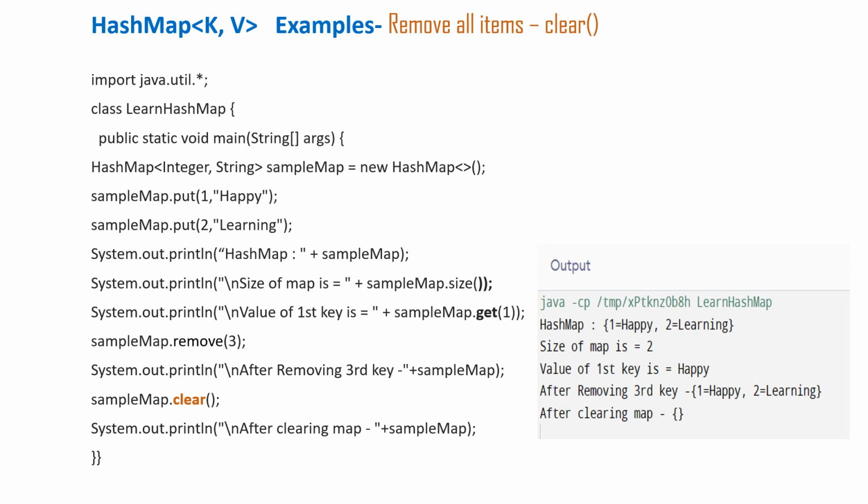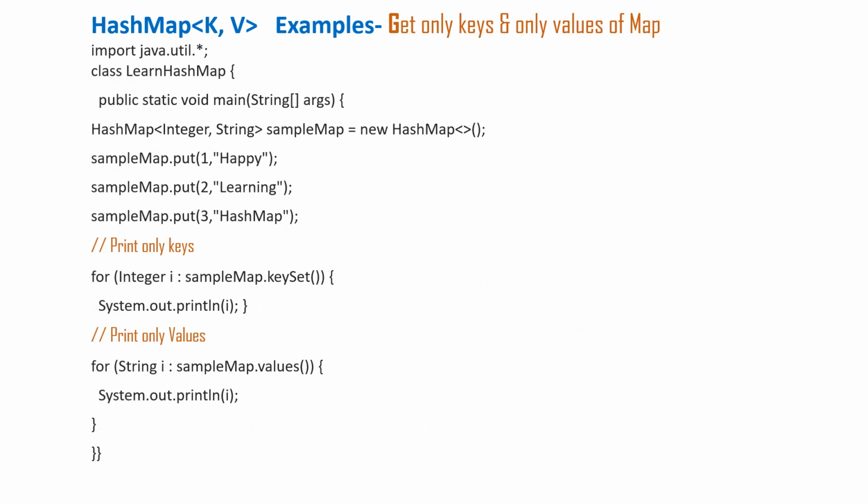I'm taking only one example, and on the same example I'm demonstrating each and every method of how we have to work with the hash map. So the next one is to get only the keys and only the values of the map. In the previous examples we were just printing the whole map, and getting the values using the get method and so on.